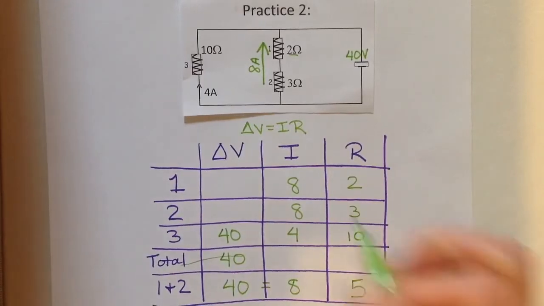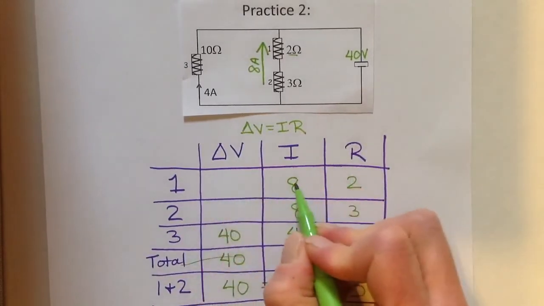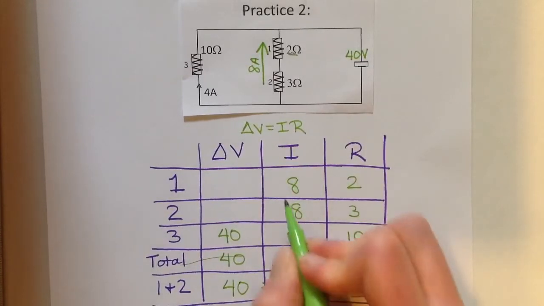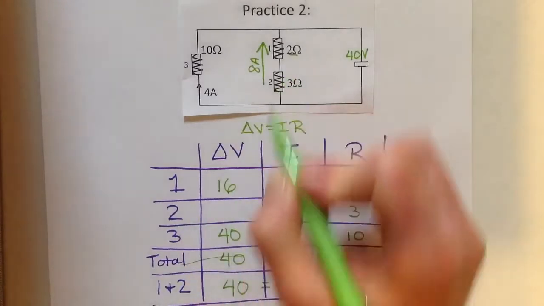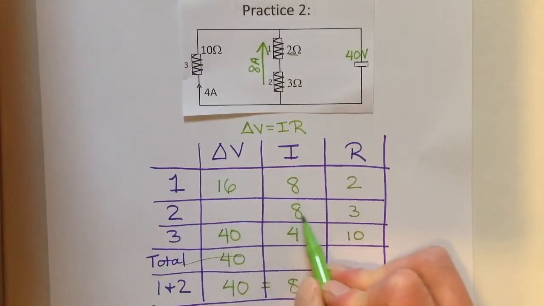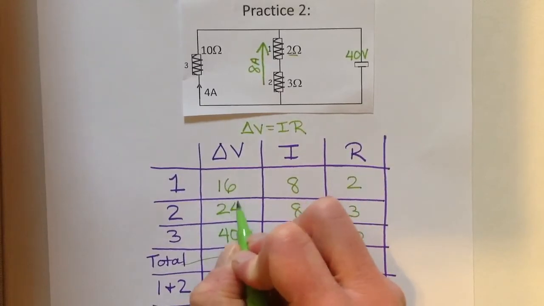All right, now I can look at resistors 1 and 2 individually, and I can say, well, the voltage is going to be the current multiplied by the resistance. 8 times 2 is 16. For resistor 2, the same thing. The voltage is going to be the current multiplied by the resistance. 8 times 3 is 24.